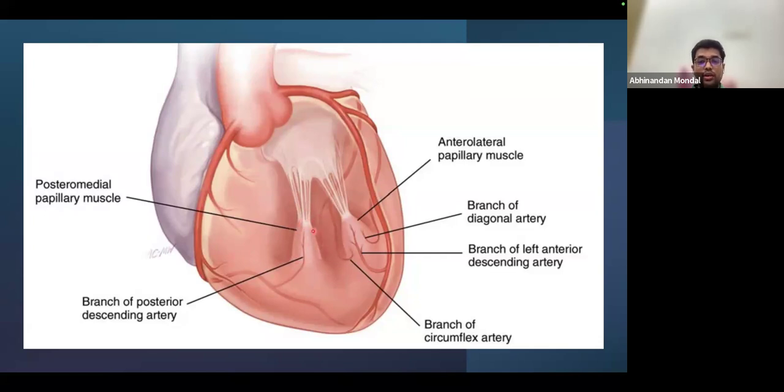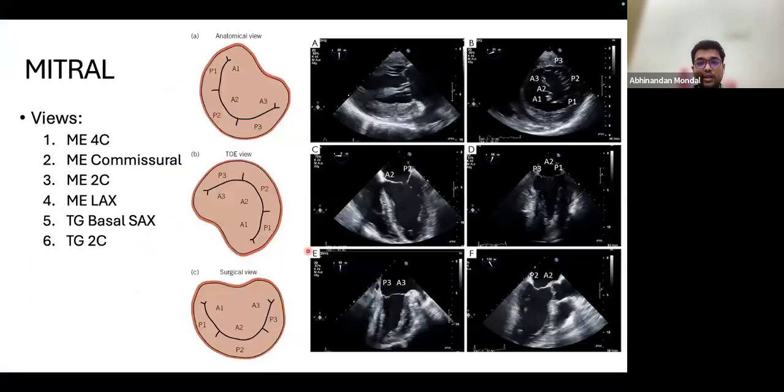So if there is any ischemia in this artery, there will be a residual valve motion abnormality, and also posterior medial papillary muscle avulsion, ischemia and infarction are much more common than in your anterior papillary muscle. So these are the six views that we have to be very much aware of while we discuss and tell anything about your mitral valve.